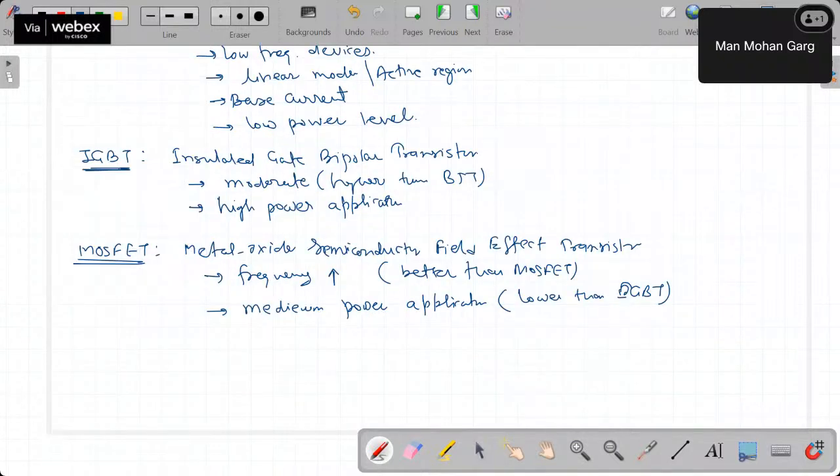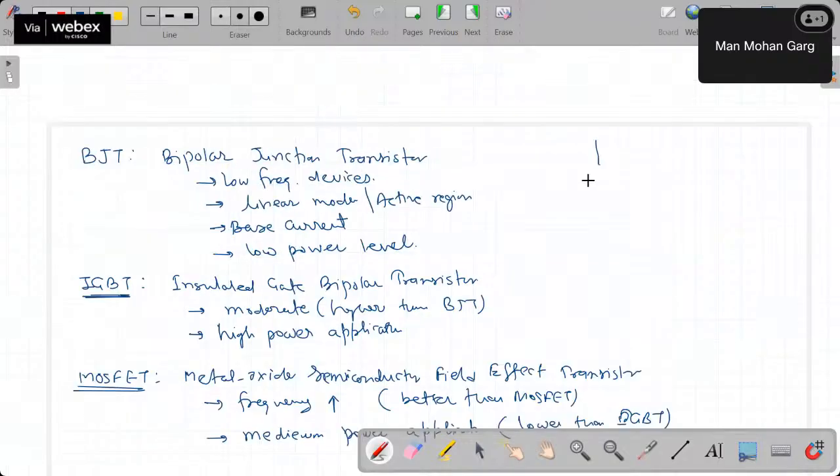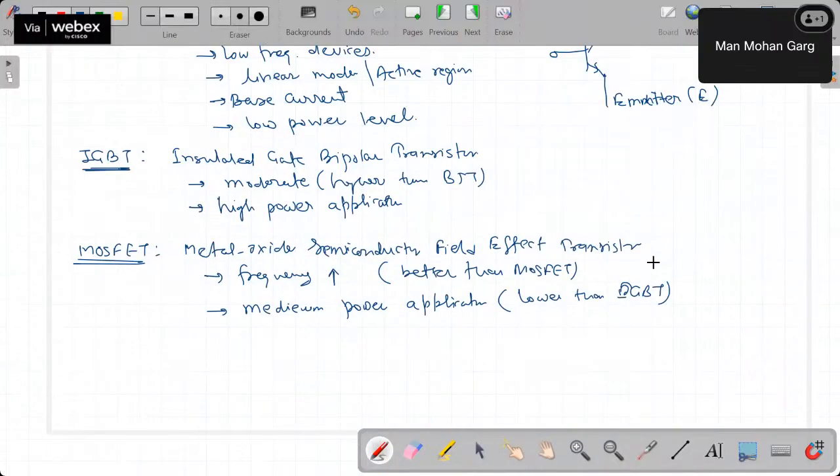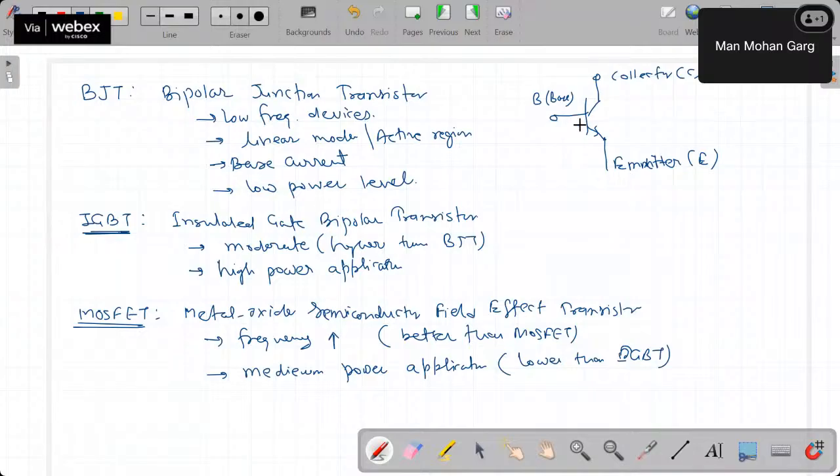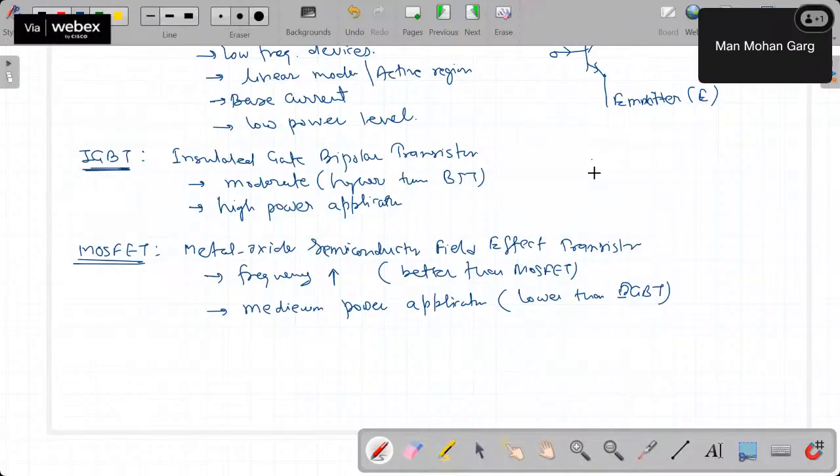If you go to the symbols, first let us talk about BJT. BJT has this symbol. There is the base terminal, base, then one is the collector, which is C, then this is the emitter, that is E. This is a three-terminal device where the base is used as a control terminal. By controlling the base current IB, we can control the characteristics of this BJT.